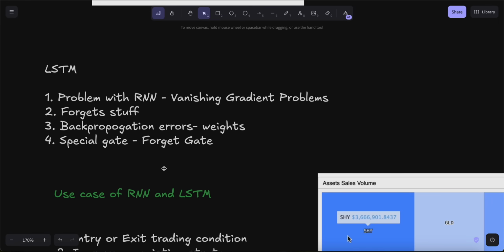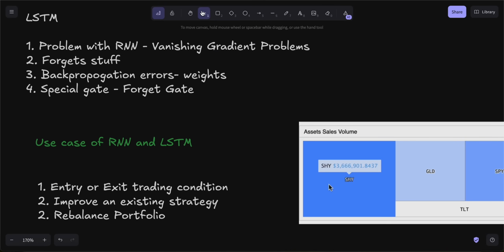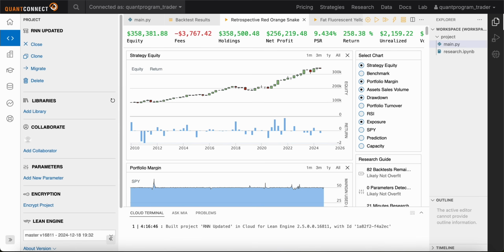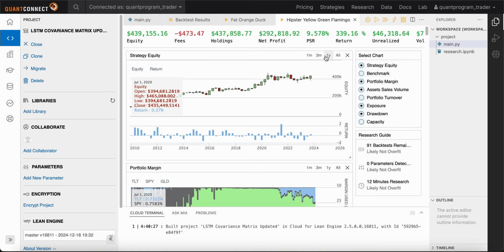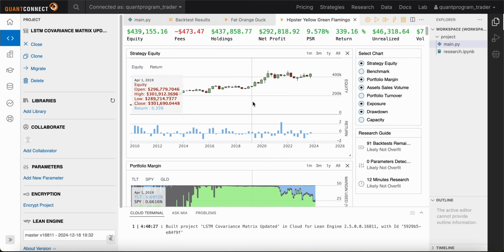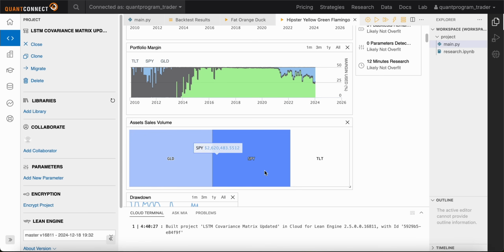But the problem with LSTM fundamentally is that it is extremely computationally intensive, so it will take a while to backtest this strategy in LSTM. Let me get the LSTM strategy here. This is a strategy we did for the LSTM. We've done the portfolio optimization, rebalancing using the LSTM machine learning model.